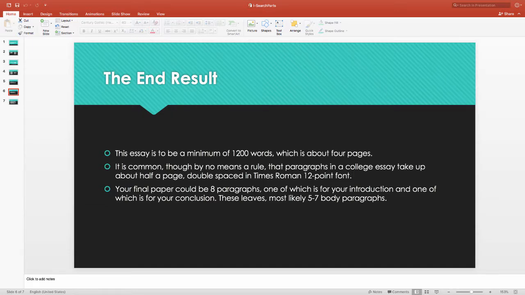Your final paper could be in the neighborhood of 8 paragraphs, one of which is for your introduction and one of which is for your conclusion. This leaves most likely 5 to 7 body paragraphs. Now, this is not an absolute rule. It's just something to put out there so that you can be thinking about how to structure your work and how to have it attractive and pleasant to read.